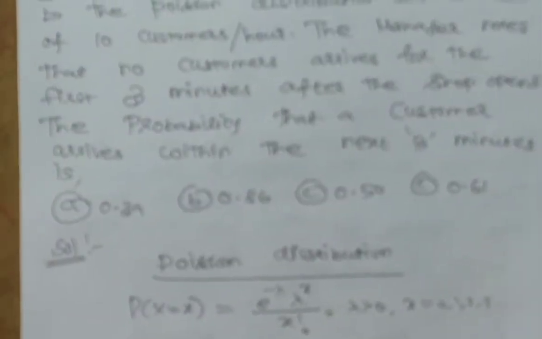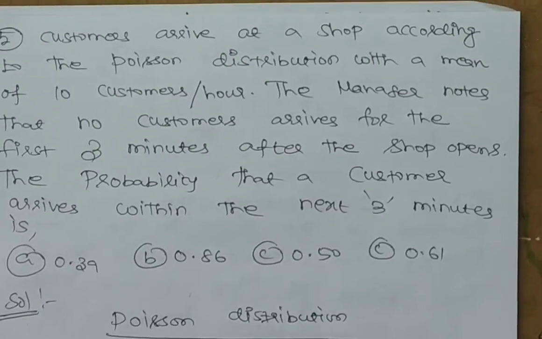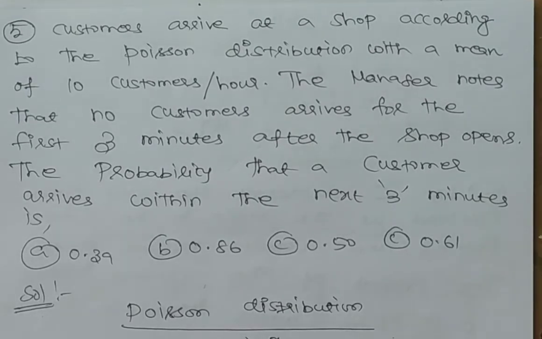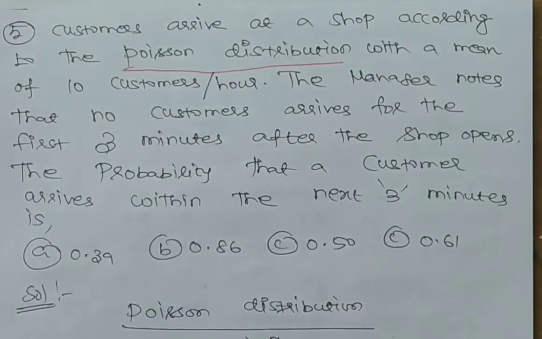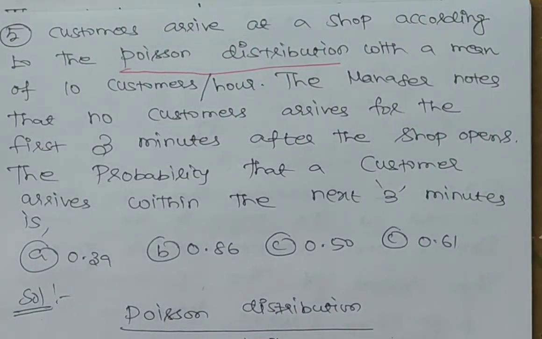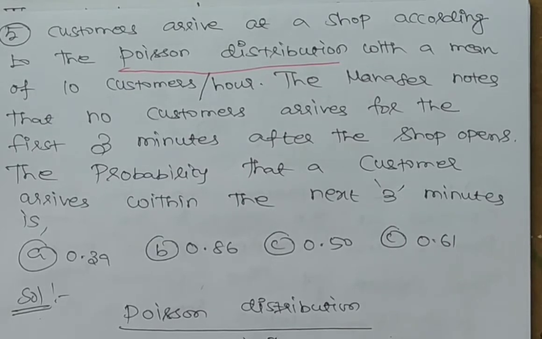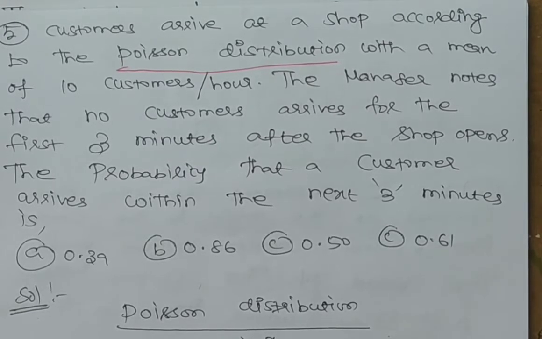Next, question number 5. The customers arrive at a shop according to the Poisson distribution, with a mean of 10 customers per hour. The manager notes that no customer arrives for the first 3 minutes after the shop opens. So the probability that a customer arrives within the next 3 minutes is, the 4 options are given.